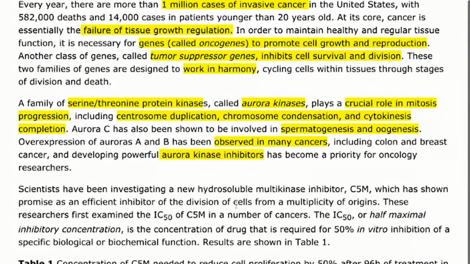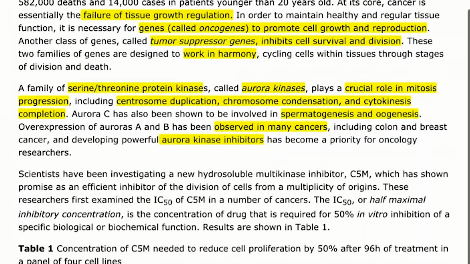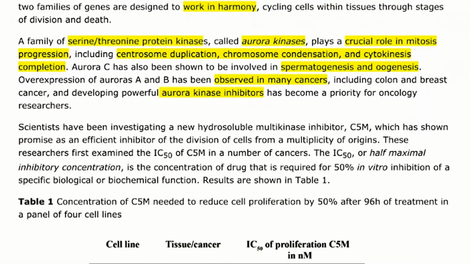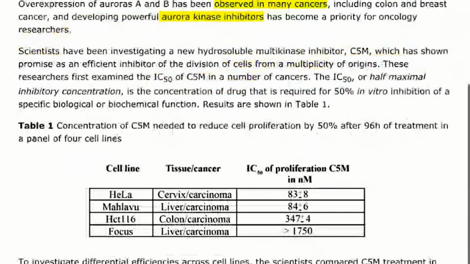Okay. And then I'm going to kind of mosey on down to my last paragraph and see that scientists have been investigating a new hydrosoluble multikinase inhibitor, C5M, which has shown promise as an efficient inhibitor of the division of cells from a multiplicity of origins. Researchers first examined the IC50 of C5M in a number of cancers. The IC50, or half maximal inhibitory concentration, is the concentration of drug that is required for 50% in vitro inhibition of a specific biological or biochemical function, results in table 1.